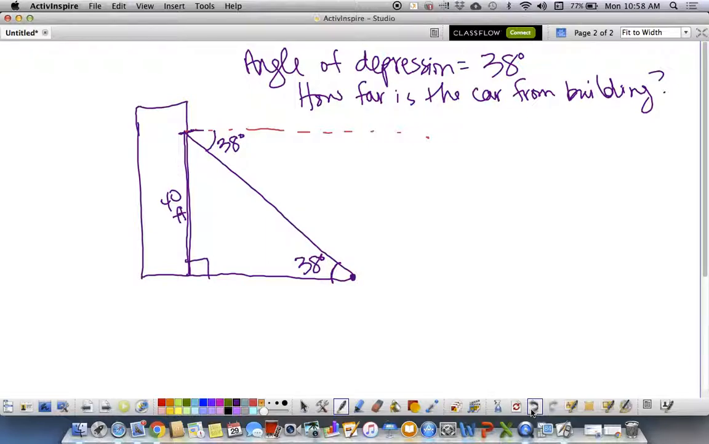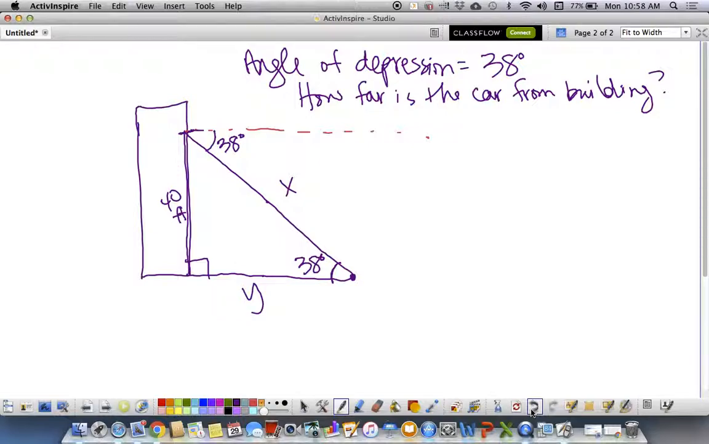What are we looking for? Brogan, what are we looking for? That's a good question. How far is the car? Are we looking for this length? Okay, I'm asking Brogan. Which one are we looking for? That's X. You were looking for X.